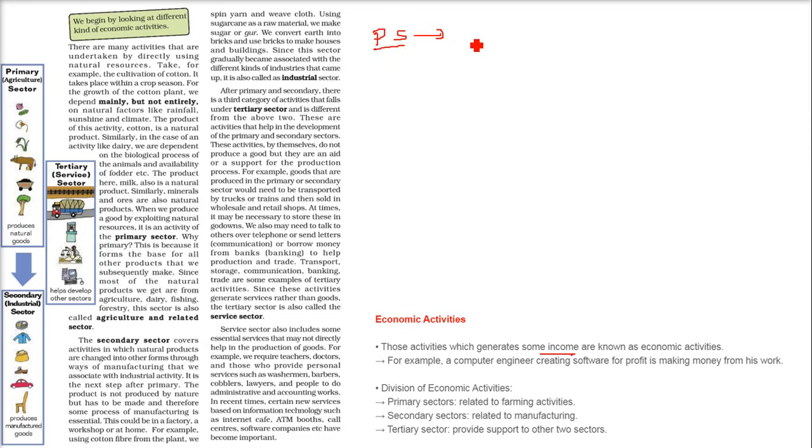So the primary sector is also called the agriculture or related sector. The first division of economic activities is the primary sector. Primary sectors like agriculture, dairy, fishing, forestry, all this comes from natural things, from the crops, from nature, and that is why these are called primary sectors.